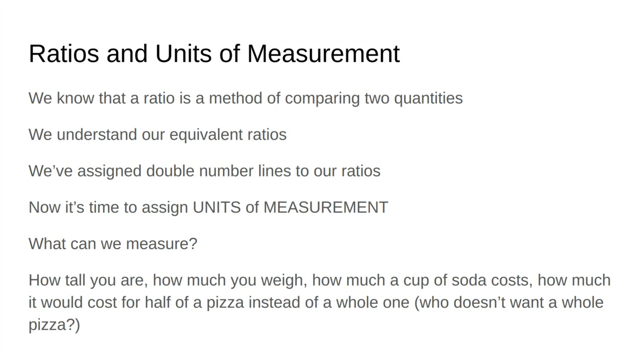We know that a ratio is a method of comparing two quantities. We understand our equivalent ratios. We've assigned double number lines to our ratios. Now it's time to assign units of measurement. What can we measure? How tall you are, how much you weigh, how much a cup of soda costs, how much it would cost for half a pizza instead of a whole one, which is crazy. Who doesn't want a whole pizza?